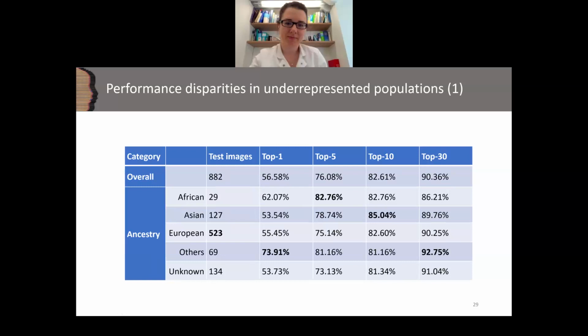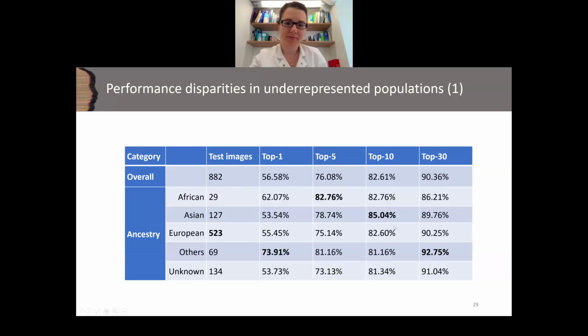So in the end, we also want to answer the previous question of whether the underrepresented population really achieves lower performance. Here we break down the ancestry group into African, Asian, European, and others and unknown. In the test set of 882 images, we didn't see African and Asians really perform worse than European. For example, for top 5 accuracy, African achieved 82%, which is 77% higher than European. And for top 10 accuracy, the Asians achieved higher than European as well.